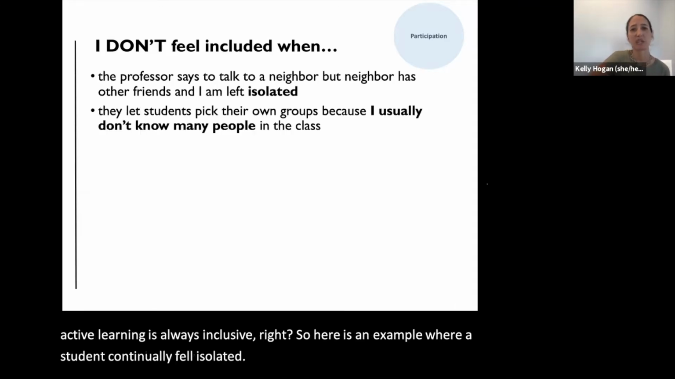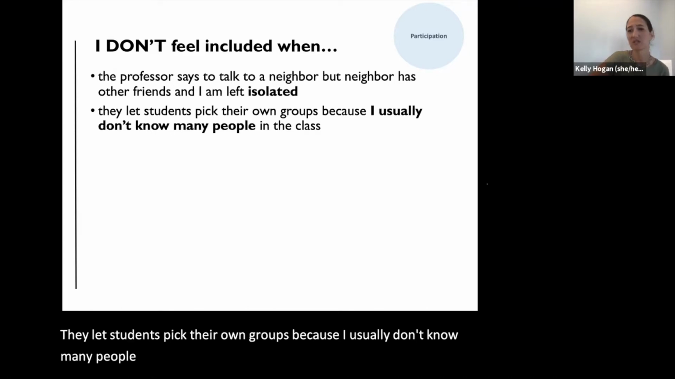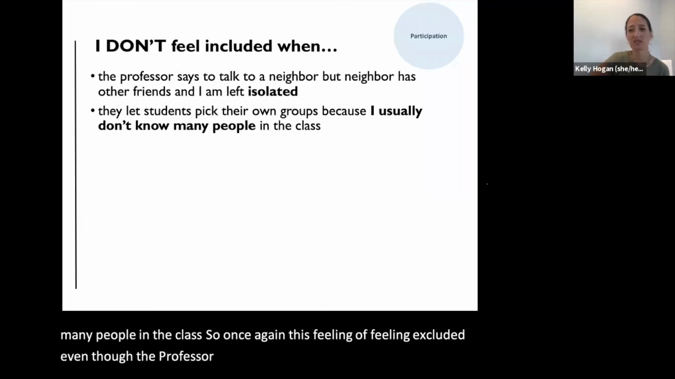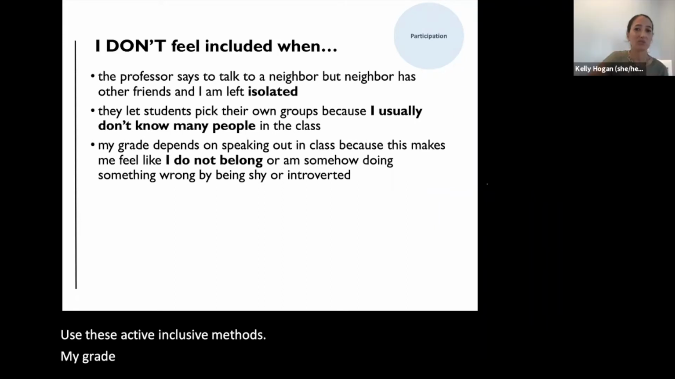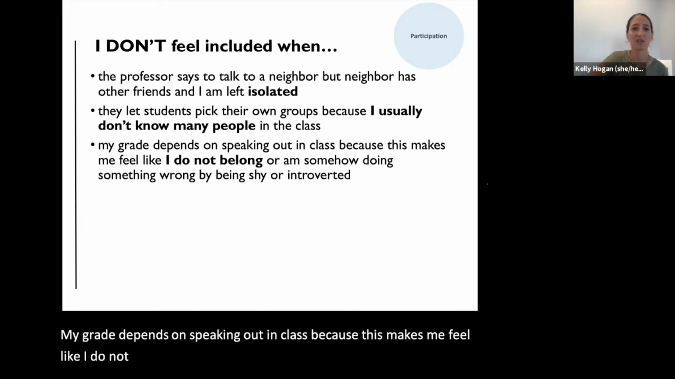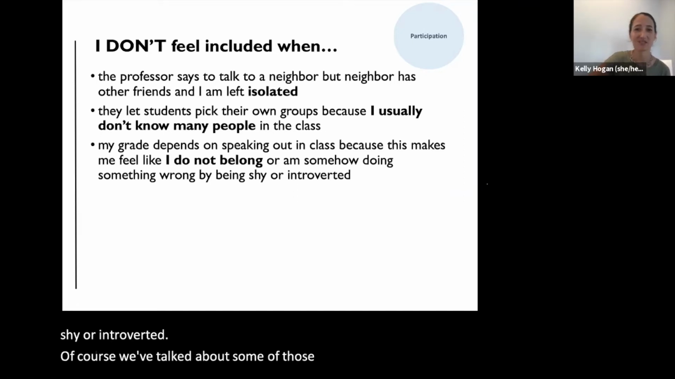They let students pick their own groups because I usually don't know many people in the class. So once again, this feeling of feeling excluded, even though the professor is probably trying to use these active inclusive methods. My grade depends on speaking out in class because this makes me feel like I do not belong or I'm somehow doing something wrong by being shy or introverted. Of course, we've talked about some of those issues already from our own lens as students way back when.